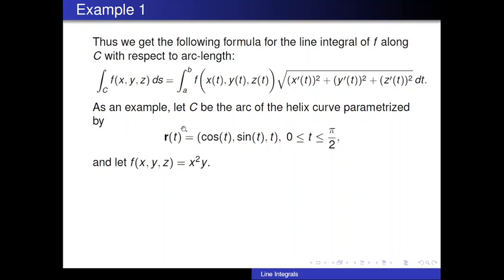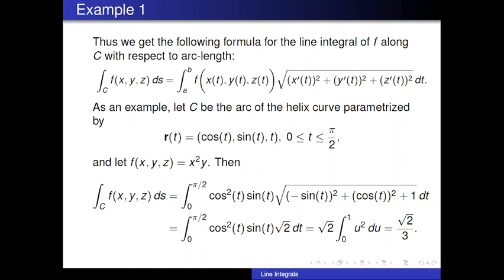So as just one example here, let's let c be the arc of that helix curve, the one that was parametrized by cosine of t in the first component, sine of t in the second component, and t in the last component. And let's look at the arc that goes from t is 0 to pi over 2. And along that curve, let's just pick some random function like f of x, y, z equals x squared y. Let's see what's going on there.